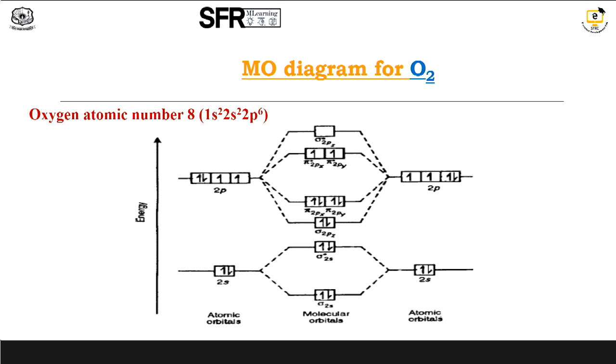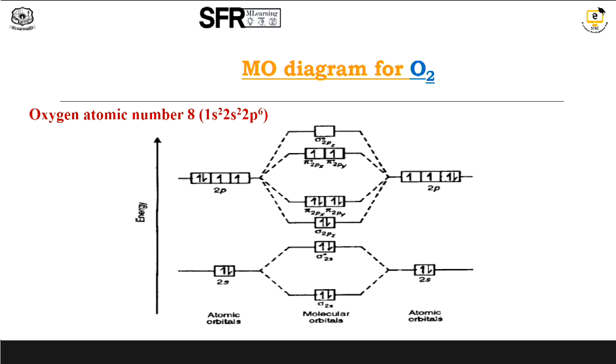Then the 2p orbitals: each oxygen atom has 4 electrons in its 2p orbital, so totally 6 atomic orbitals overlap to form the molecular orbitals sigma 2p and pi 2p. The pi 2p level has 2 molecular orbitals of the same energy. Similarly, they have the corresponding anti-bonding molecular orbitals. The MO diagram is represented here.